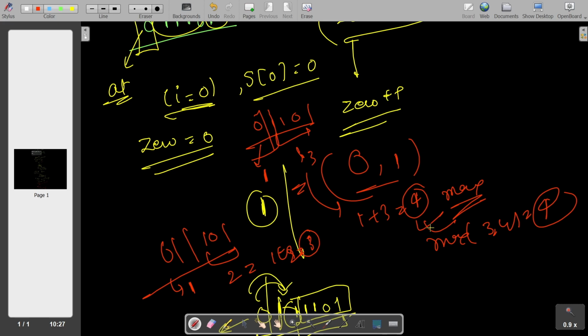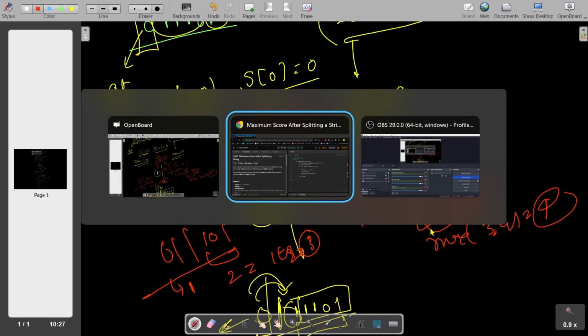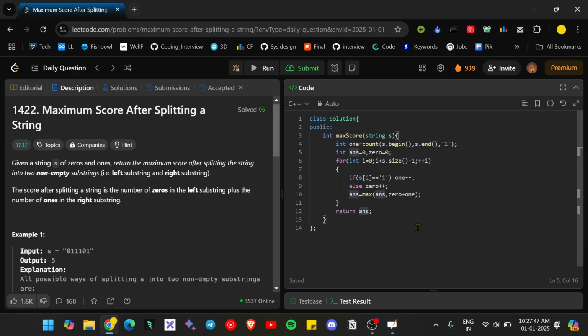So the maximum after performing all the operations is 4. This is the easy question, maximum score after splitting a string.